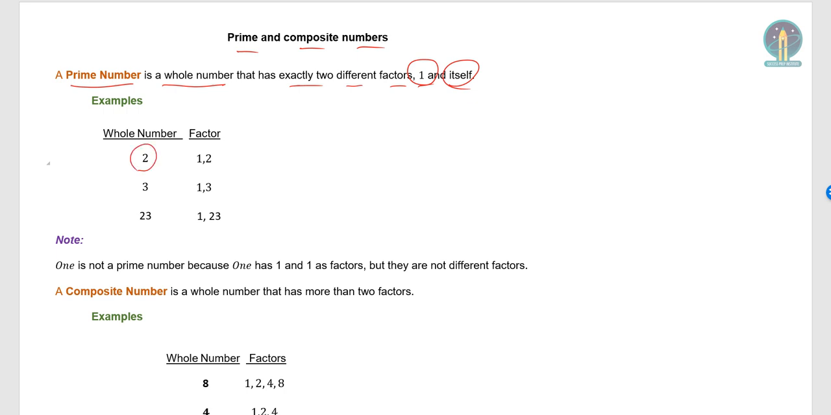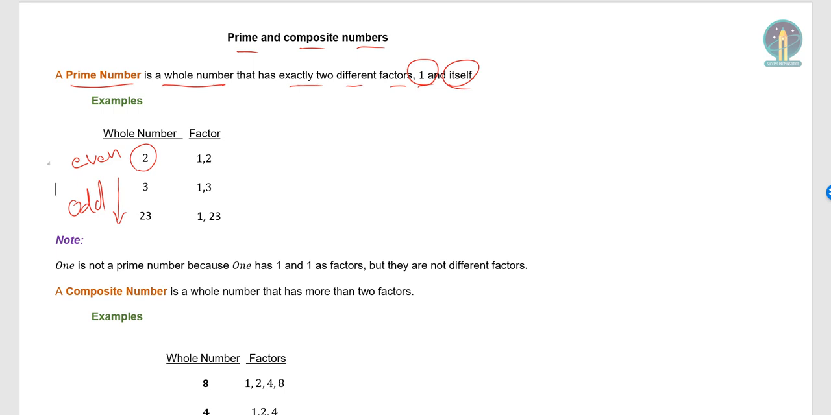And 2 is actually a special case of the prime numbers in that it is the only even prime number, which means that all the other prime numbers are odd. So all the other prime numbers aside from 2 have to be odd. So 2 is the only even prime number.